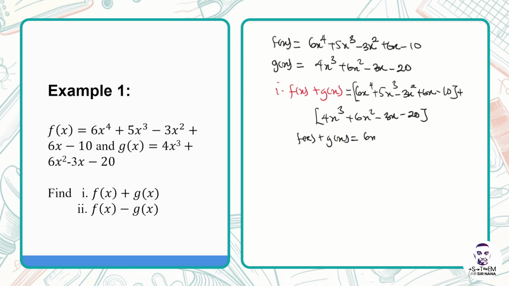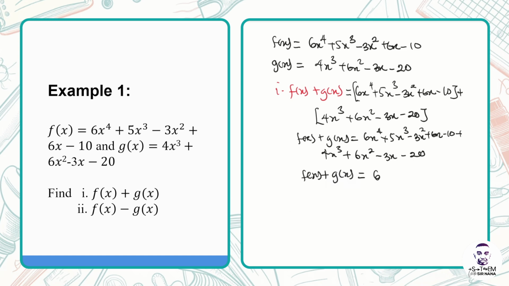So we'll have 6x raised to the power 4 plus 5x cubed minus 3x squared, right, plus 6x minus 10. Then here, because it's positive, it doesn't change the sign in any way. So it means that you are going to have plus 4x cubed plus 6x squared minus 3x minus 20. Right, so it means that our f of x plus our g of x will be equal to, now we want to group like terms.